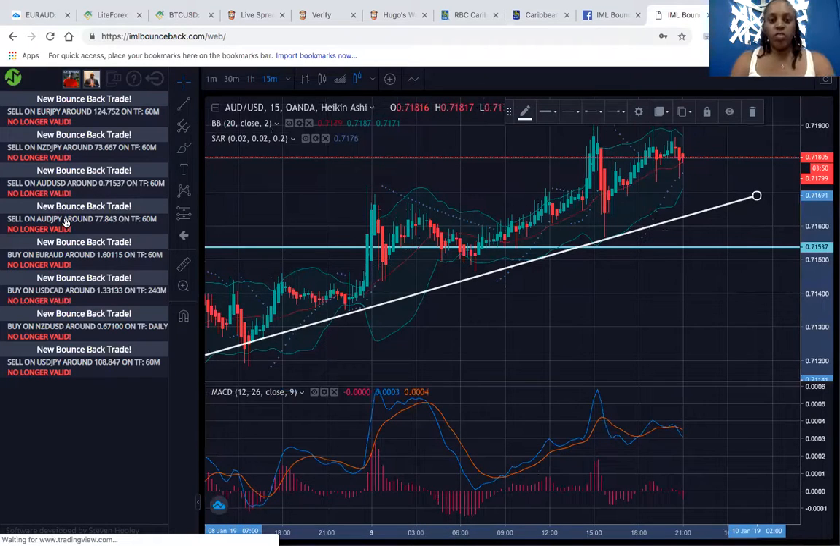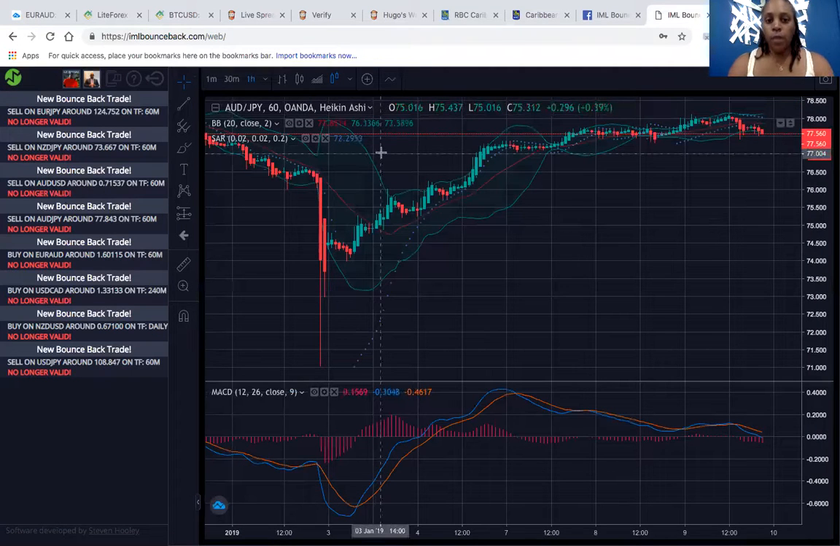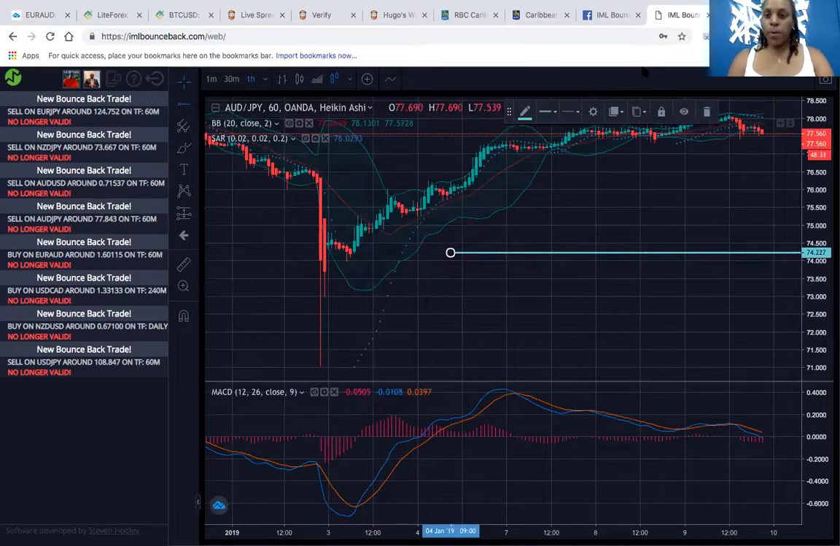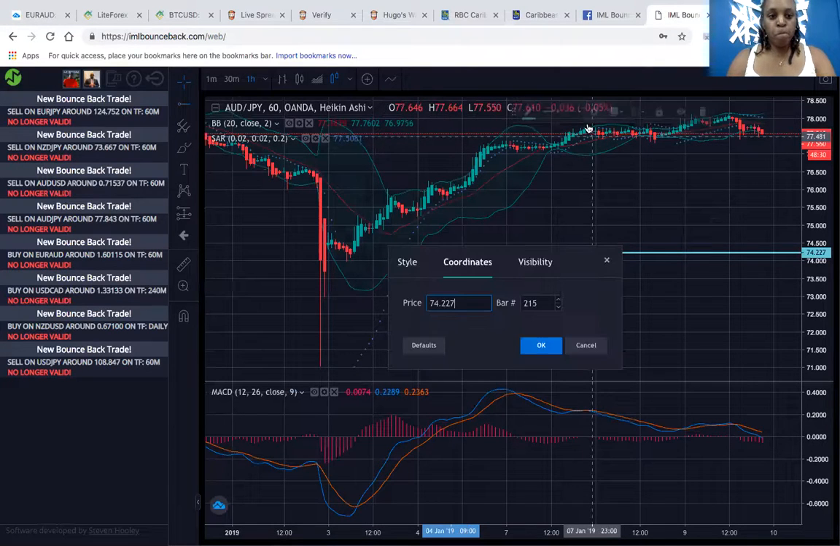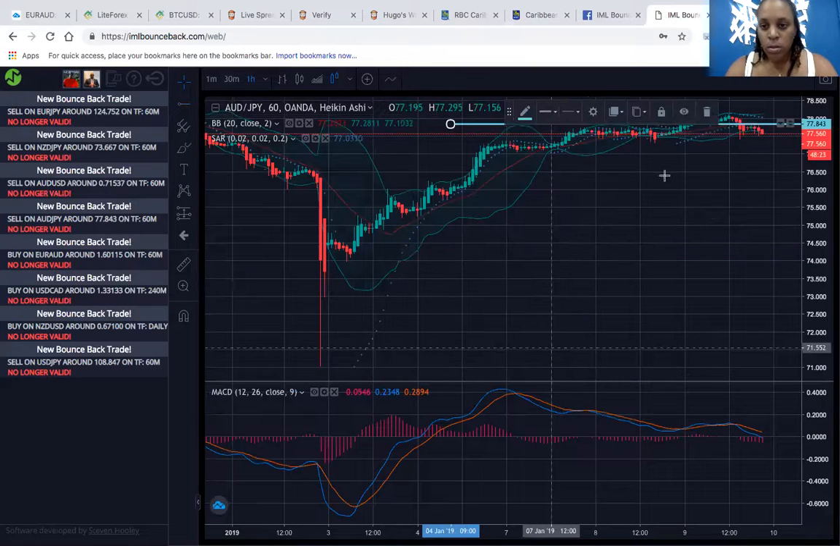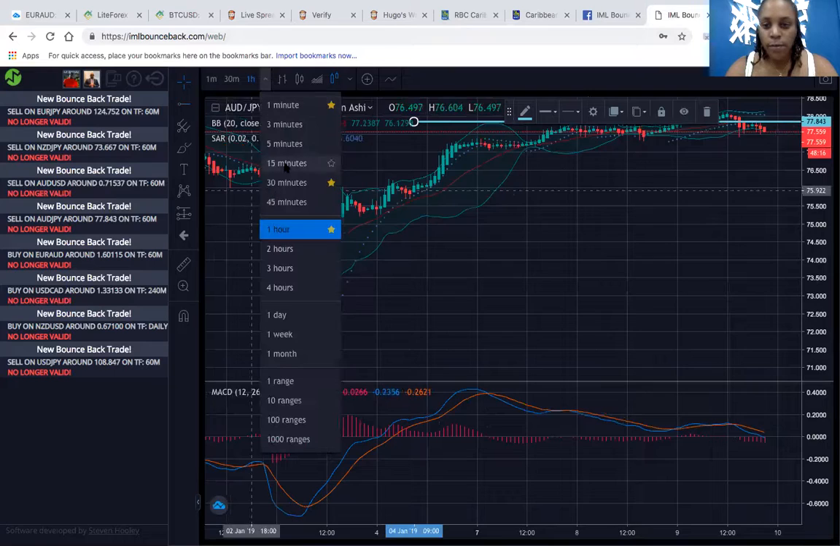Let's look at AUD JPY. It is so simple, you guys. It is very, very simple. Now, AUD JPY, sell around 77.843. So we are placing our horizontal ray at 77.843. And then now we're going to see if we can draw a trend line. I'm going to draw the trend line on the 15-minute time frame.